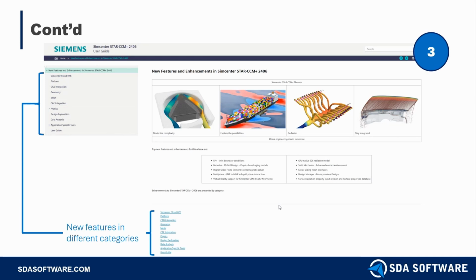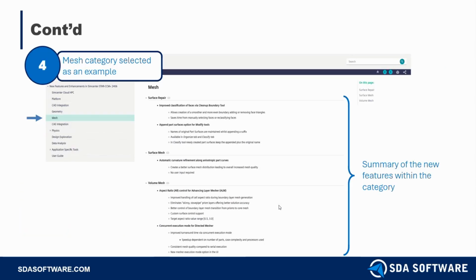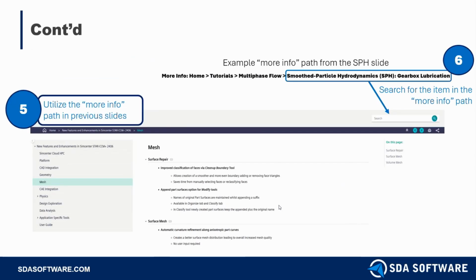For example, if we're interested to see what is new in the meshing category, then we'll simply click on the mesh tab, and then you'll be brought to the summary of all the new features related to meshing. For example, what's new in surface repair, surface mesh, and volume mesh, etc.